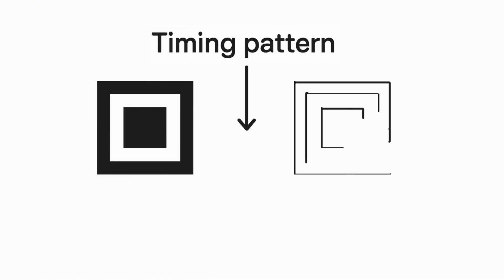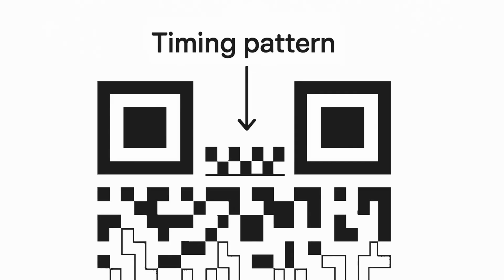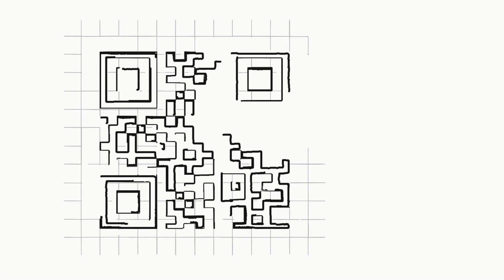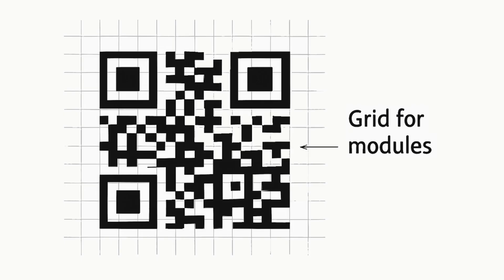still figure it out. Next, the phone finds the small timing patterns, the dotted-looking lines that run between the big squares. These help it measure the grid, like drawing graph paper over the image, so it knows exactly where each tiny square should be. Inside that grid is where the real data lives.